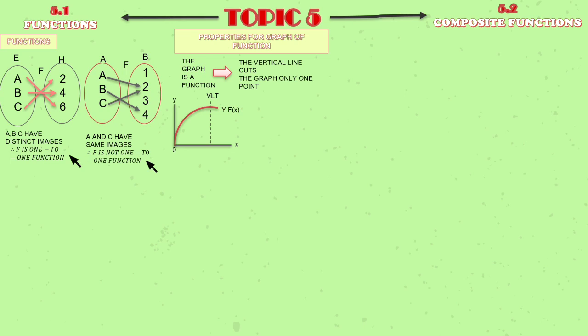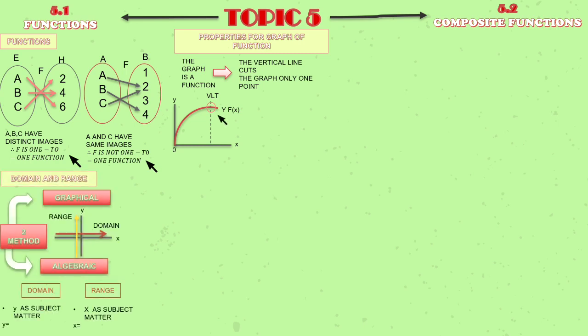For the graph, when the vertical line test cuts the graph at only one point like this graph, we consider the graph a function. To find domain and range, we use two methods. First, by using the graphical method. To get the domain, you read from left to right, referring to the values of x. And to get the range, you read from bottom to top, referring to the values of y.